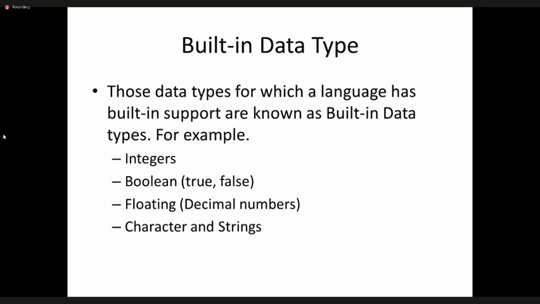If we consider the built-in type, these are the data types for which a language has built-in support. Right? If a language is providing built-in support for a data type, then that is called a built-in data type. As examples, integers, boolean, floating point, characters, and strings are all falling under built-in data types.